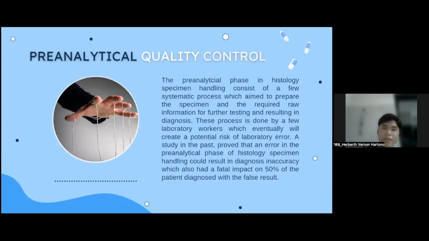The pre-analytical phase in histology specimen handling consists of a few systematic processes which aim to prepare the specimen and the required raw information for further testing and resulting in diagnosis. This process is done by a few laboratory workers, which eventually will create a potential risk of laboratory error. A study in the past proved that an error in the pre-analytical phase of histology specimen handling could result in diagnosis inaccuracy, which also had a fatal impact on 50% of the patients diagnosed with a false result.